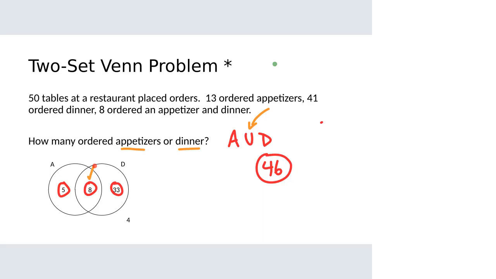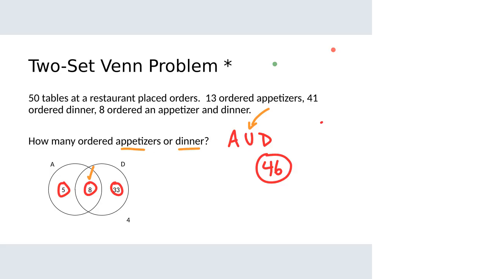Yes, Salia, exactly. If the word and was in here instead of or, then it would just be the 8 in region 2. That's exactly right. And a perfect question. I encourage those kinds of questions because this is the perfect question to ask when we're talking about union and intersection of sets.